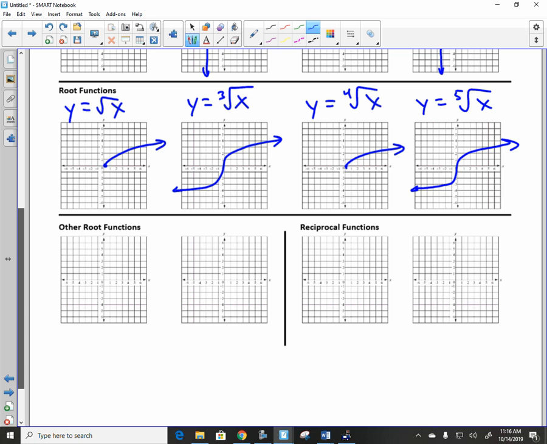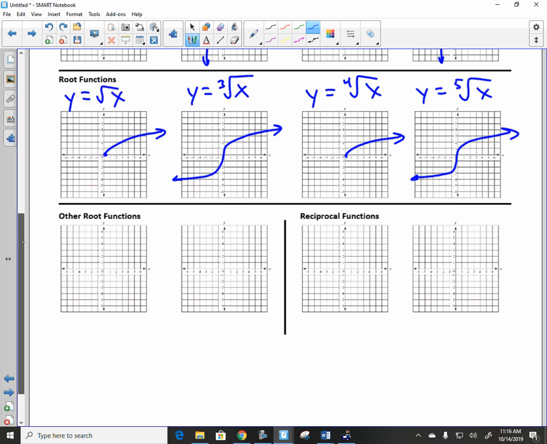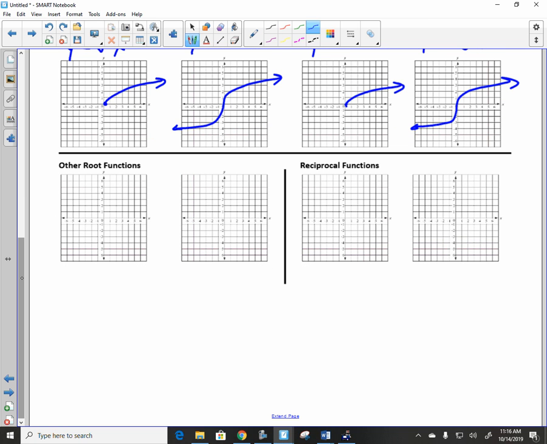You need to have these functions committed to memory. If you just think about why they have the shapes that they do, it's not that difficult. These are a little bit more challenging. Other root functions, such as y is equal to x to the 2/3, or y is equal to the cubed root of x squared. Let's think about why that one would have the shape that it does.